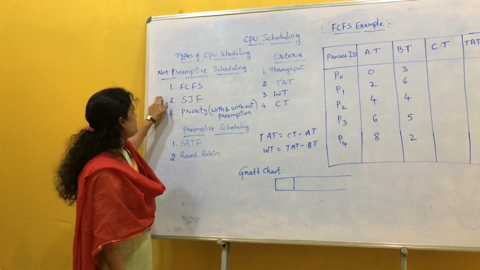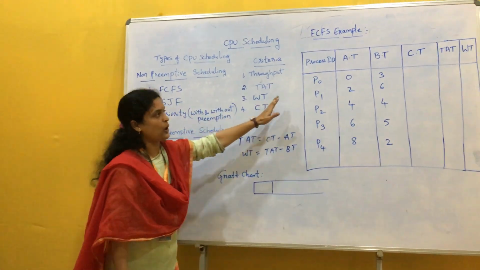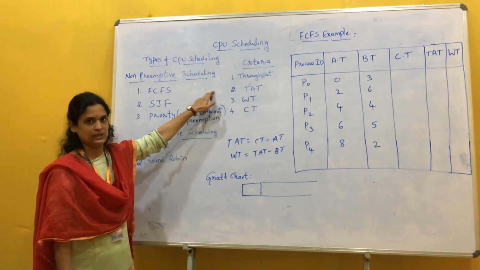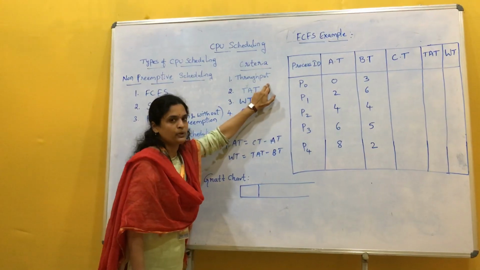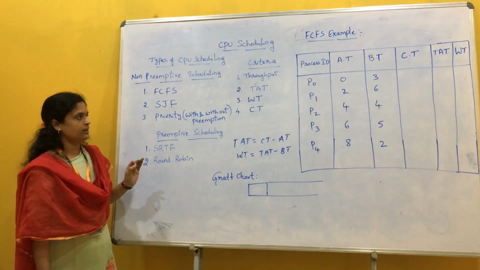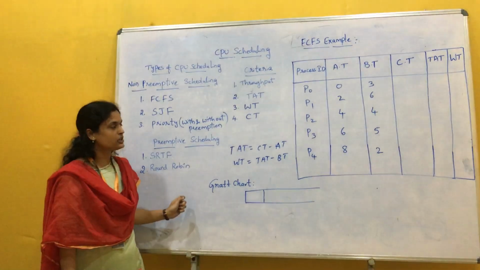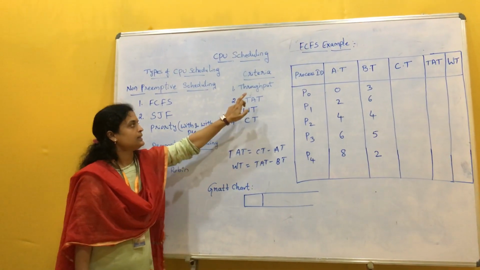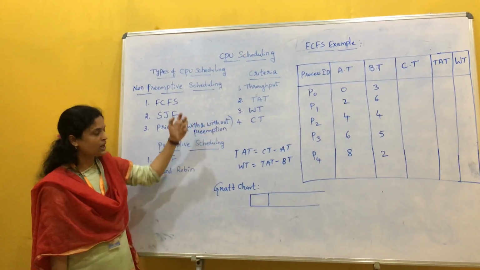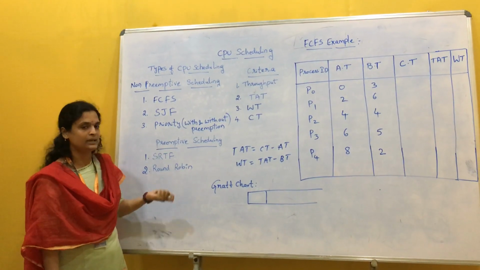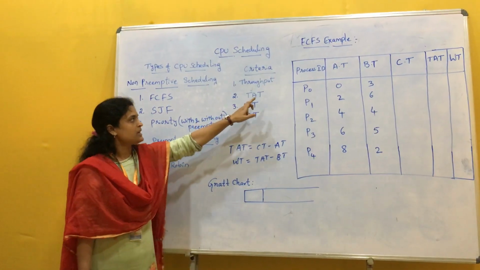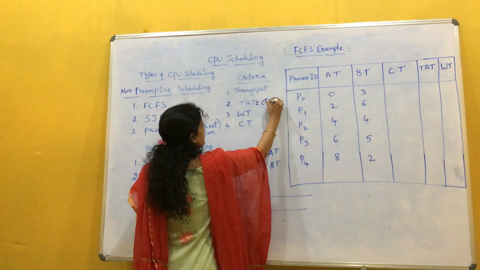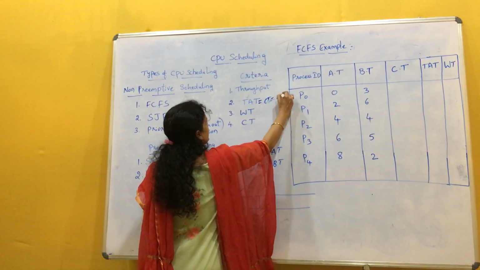Before entering into the problem, let us know what performance criteria we have for CPU scheduling algorithms. First, throughput. What is meant by throughput? Throughput is nothing but the number of processes executed per unit time. Next, turnaround time: how much total time the process has taken to complete its execution. The turnaround time can be calculated as complete time minus arrival time.